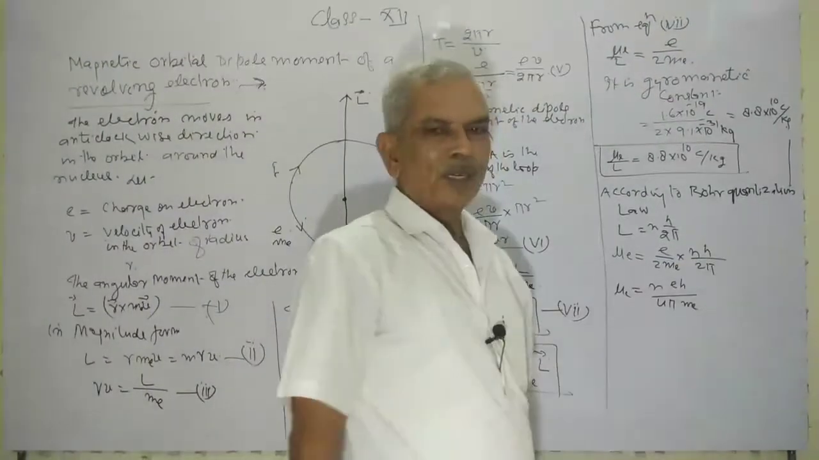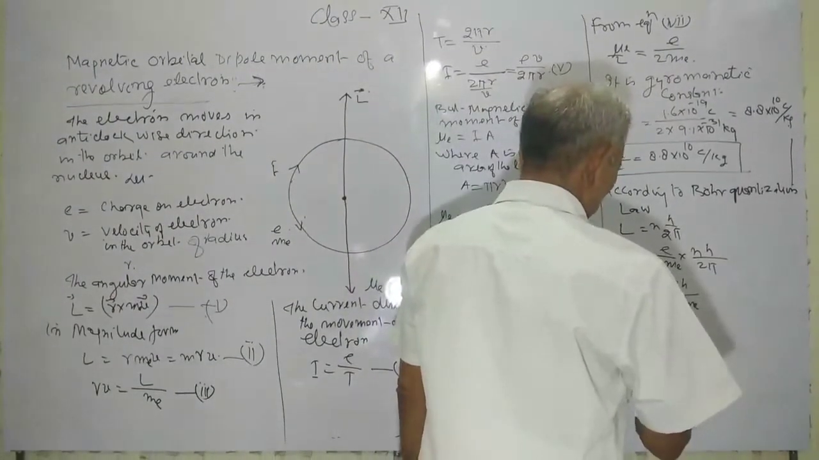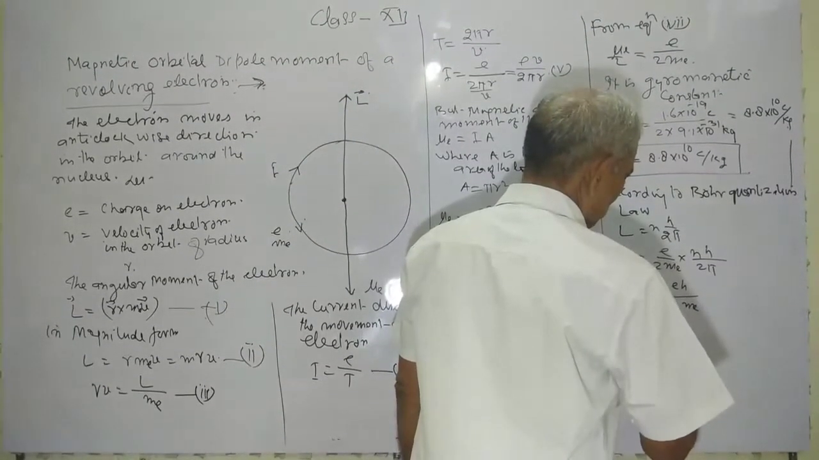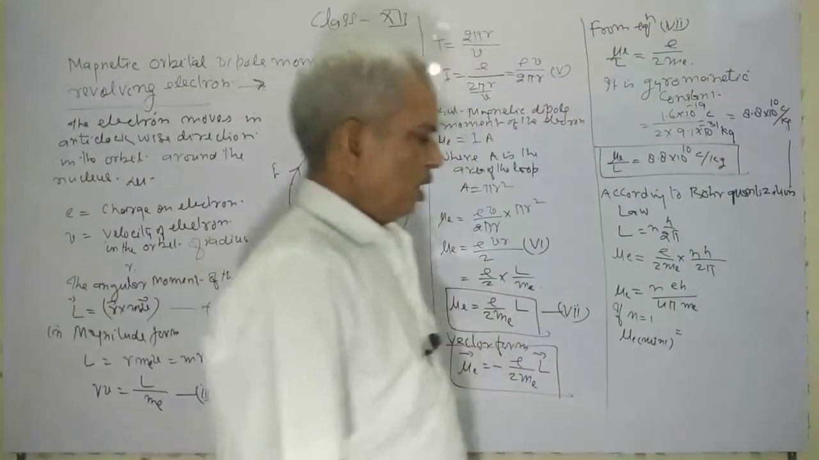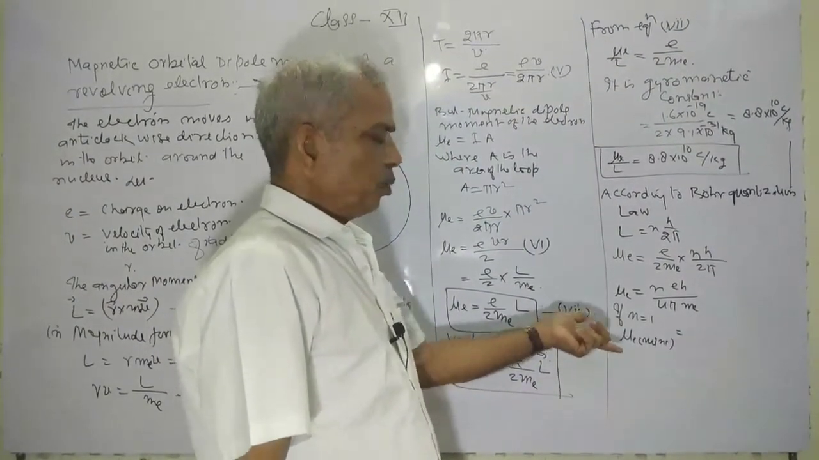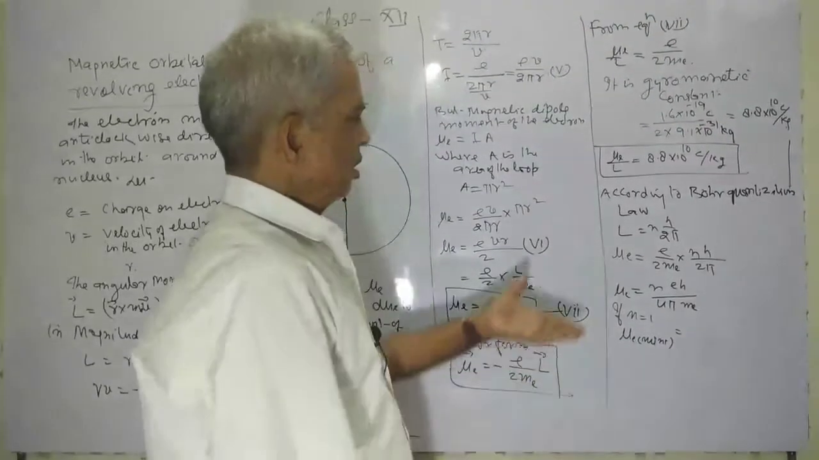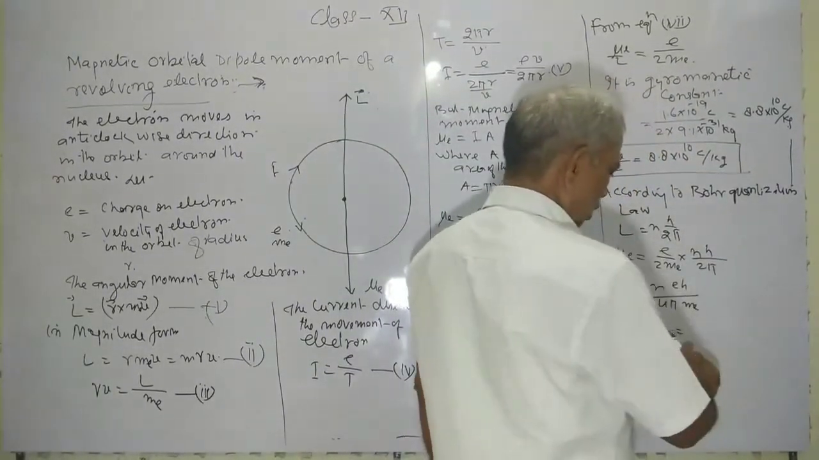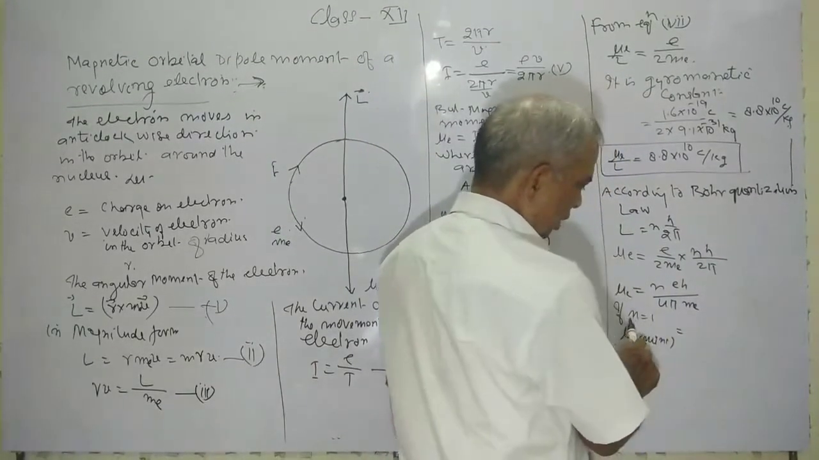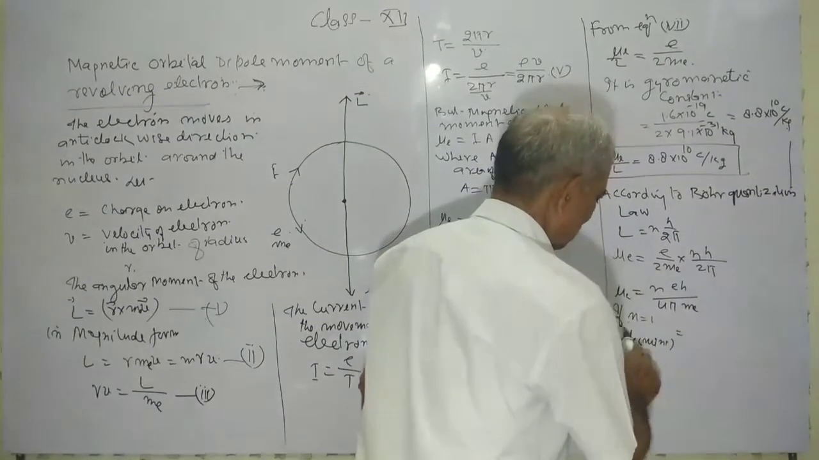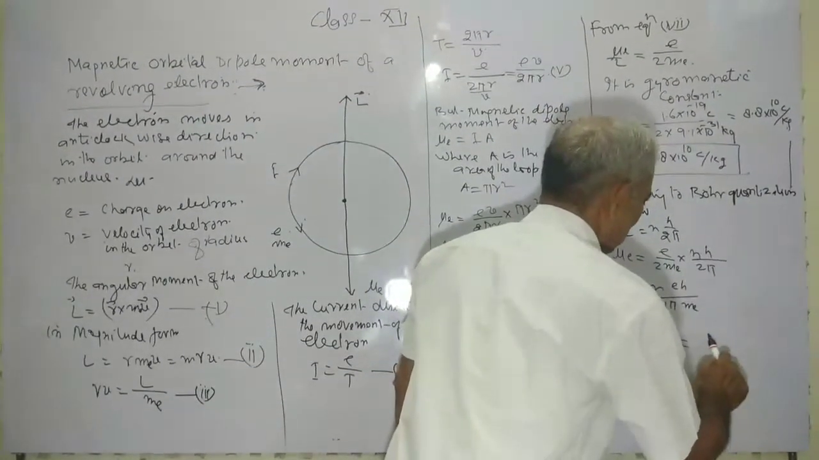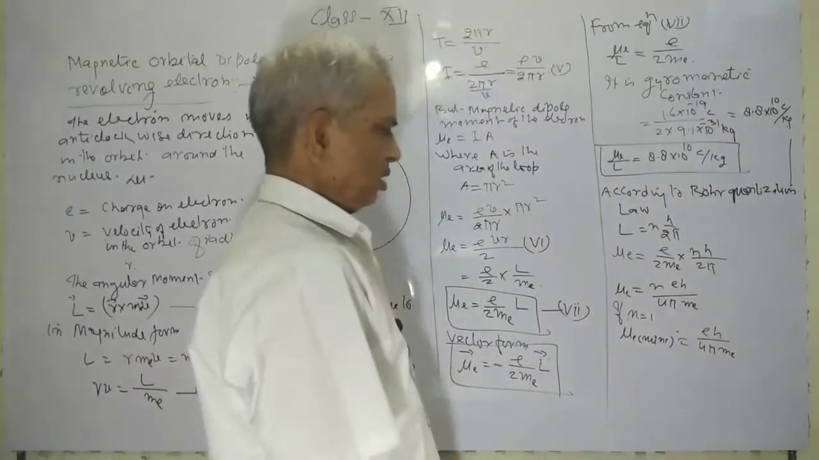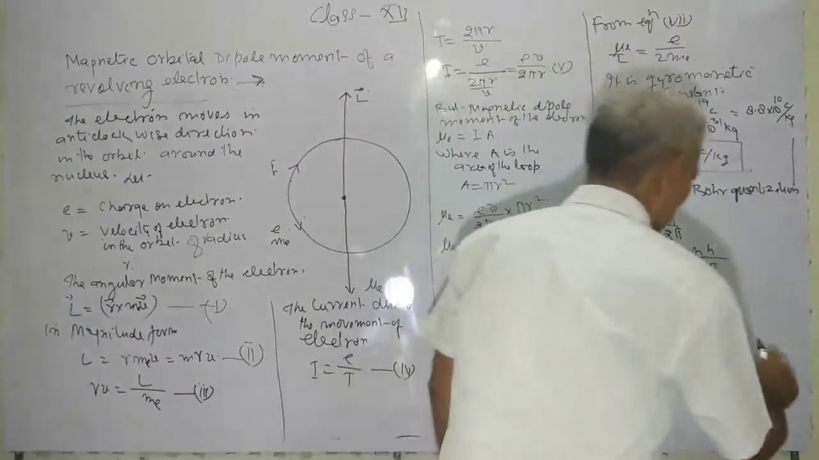If we put n equal to 1, then mu_e is minimum. This is known as Bohr's magneton, the unit of the dipole moment. In place here we put mu_B equal to e h upon 4 pi m_e. This is known as the Bohr magneton.